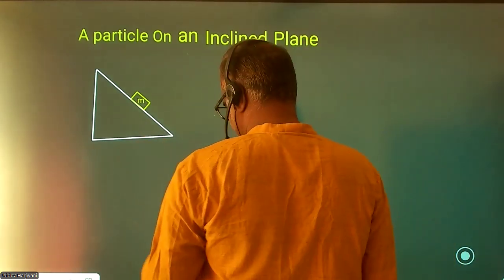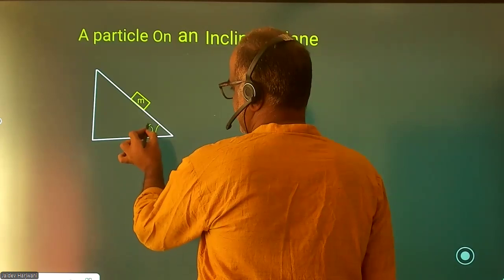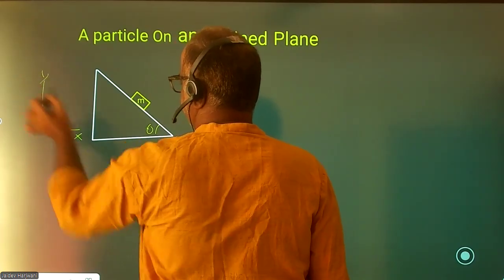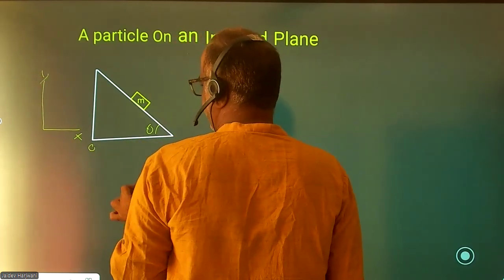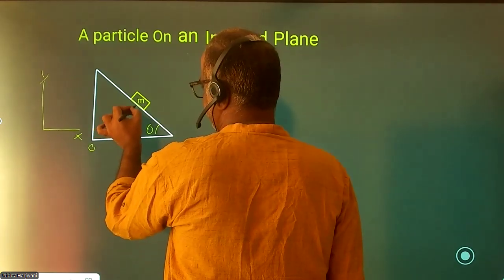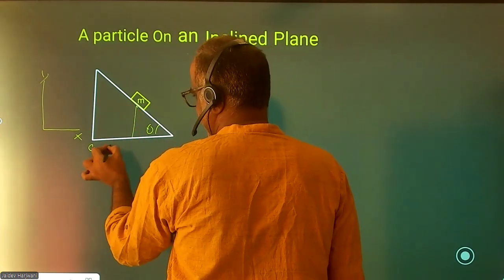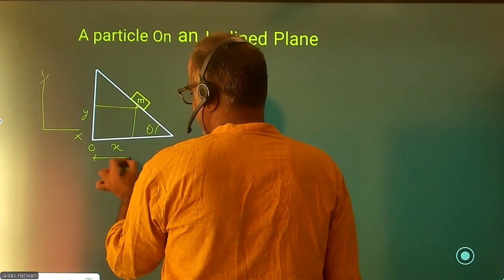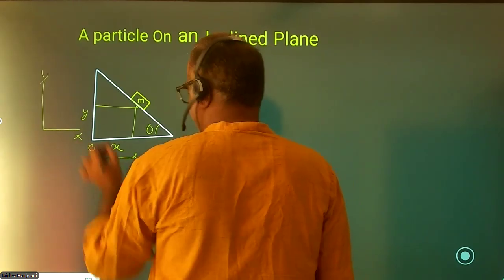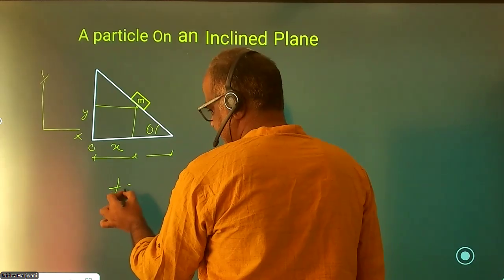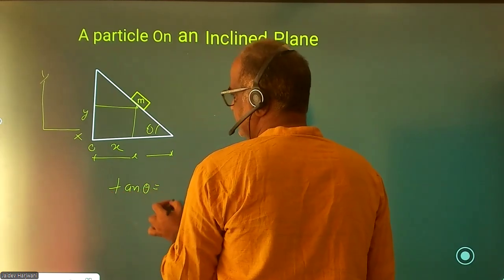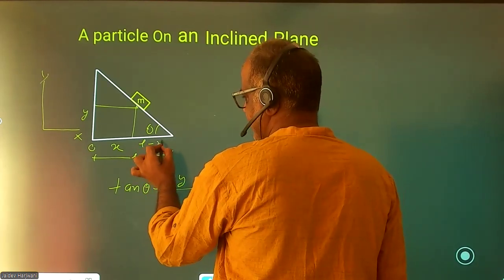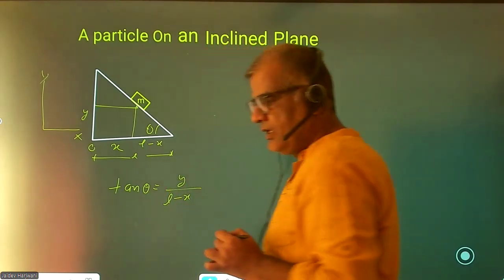Let me say this angle is theta, and let me define my coordinate axes like this. This is my x-axis, this is my y-axis. Let me take this as the origin. If I write the xy coordinates of this particle, this is my x, this is my y. If the total length is L, then I can write the constraint equation: tan theta is equal to y by (L minus x), since this distance will be L minus x.